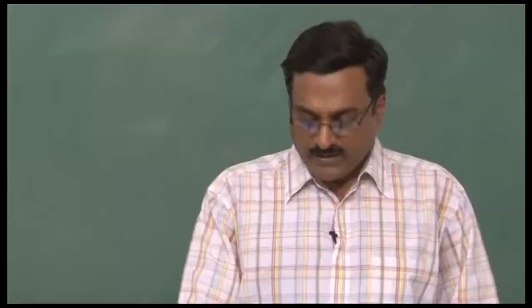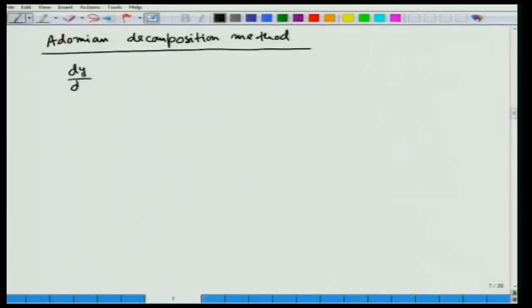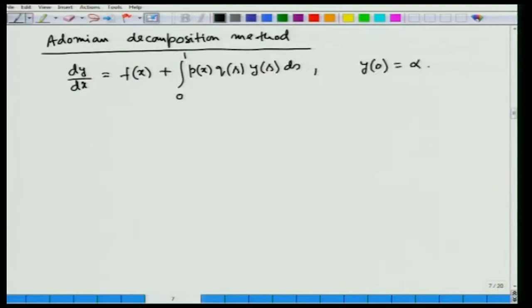So, here we consider an equation of the form dy dx is equal to f x plus integral 0 to 1. We are assuming that the kernel is separable and the kernel is a product of only two terms, that is p x and q s. So, the equation is given by p x q s y s d s with the given initial condition y 0 equal to alpha, this is the given equation.